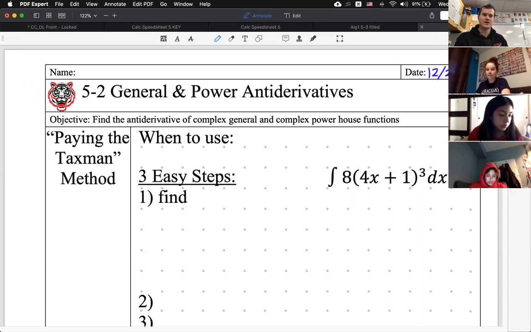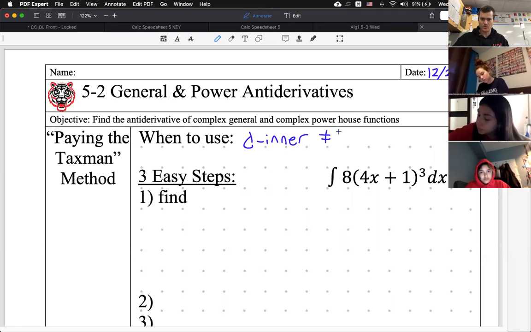Remember, yesterday was just doing the simple version. Today is doing the complex version. The only difference between the two is that the complex version is when the derivative of the inner is not equal to 1. And because these are harder, they are more likely to show up on our AP tests.